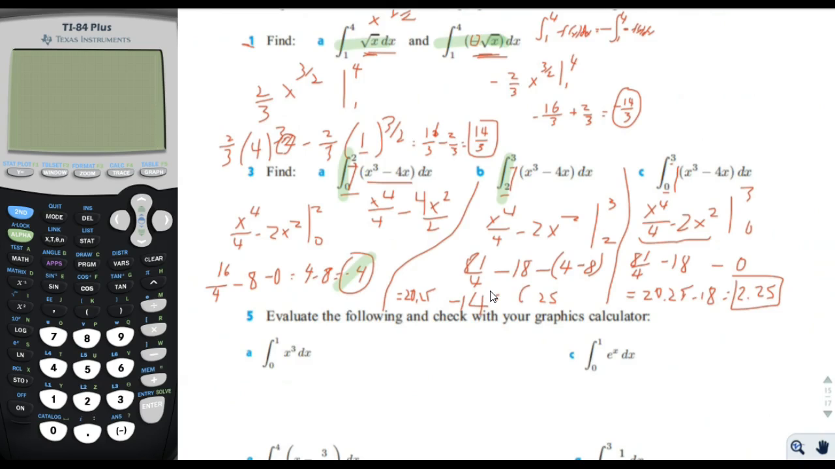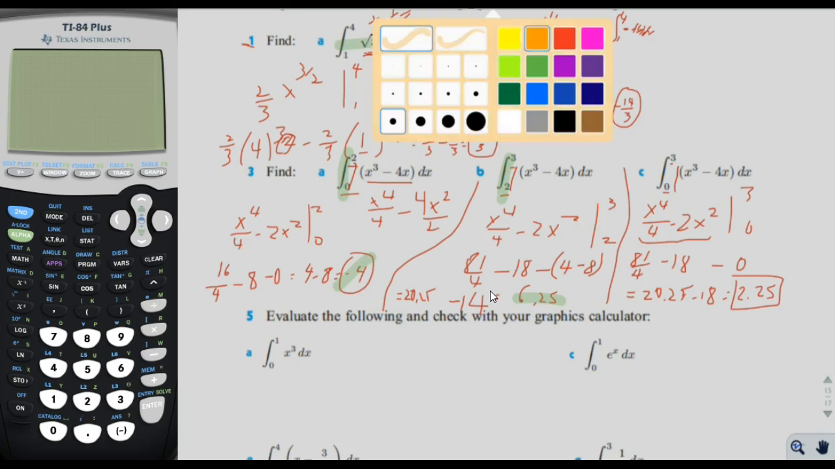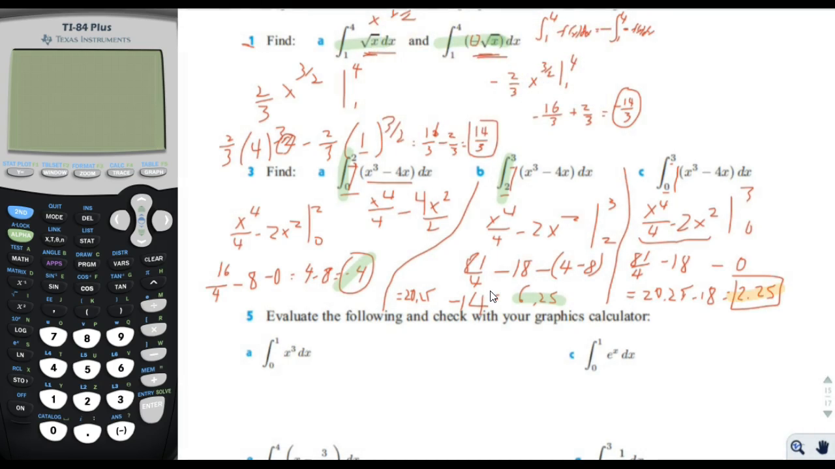So, okay. Now if I add up these two green ones, 6.25 and negative 4, I should get 2.25. And that will give me the orange one. So, yeah, it does show that if I take a definite integral of a function from 0 to 2, and then I add it to the definite integral from 2 to 3, that will be equal to the same thing as going from 0 to 3, in one shot.